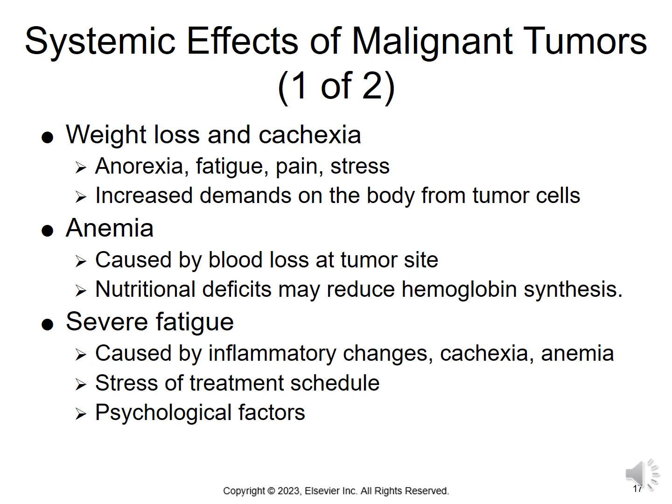Contributing factors would include anorexia, fatigue, pain, stress, any increased demands on the body by reproducing tumor cells, nutrient trapping, altered carbohydrate and protein metabolism, and cachectic factors produced by macrophages in response to the tumor. This in turn leads to added fatigue, weakness, and tissue breakdown.